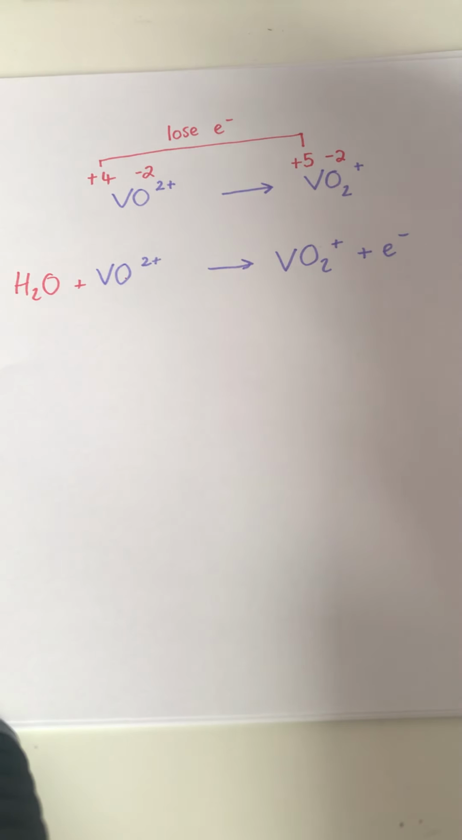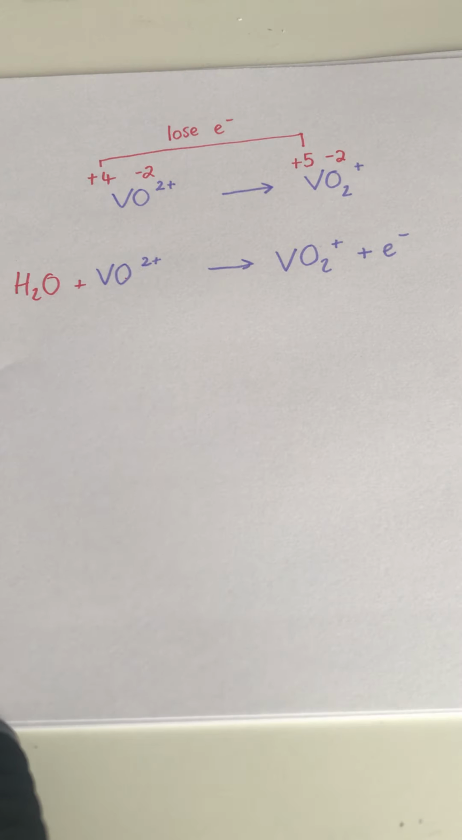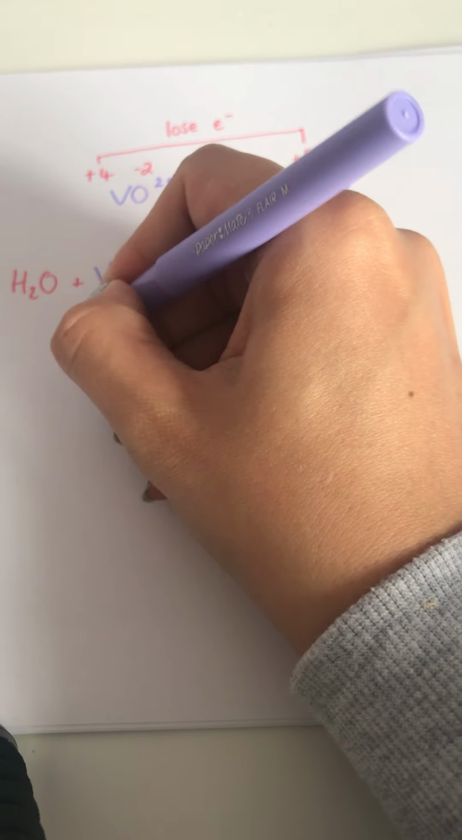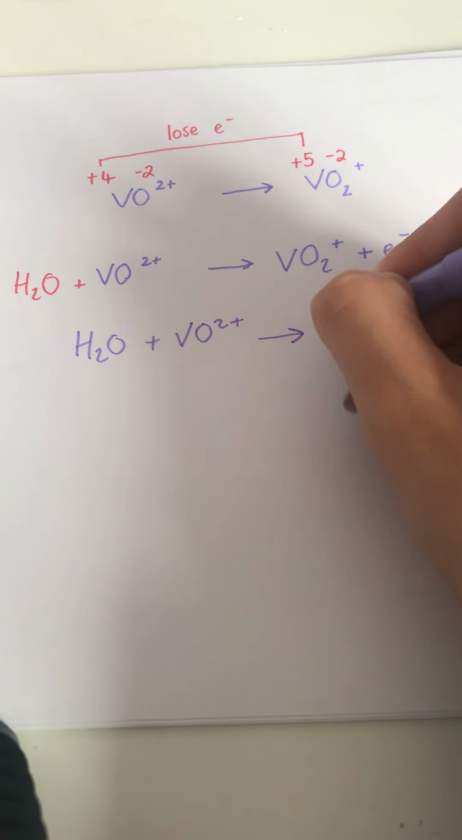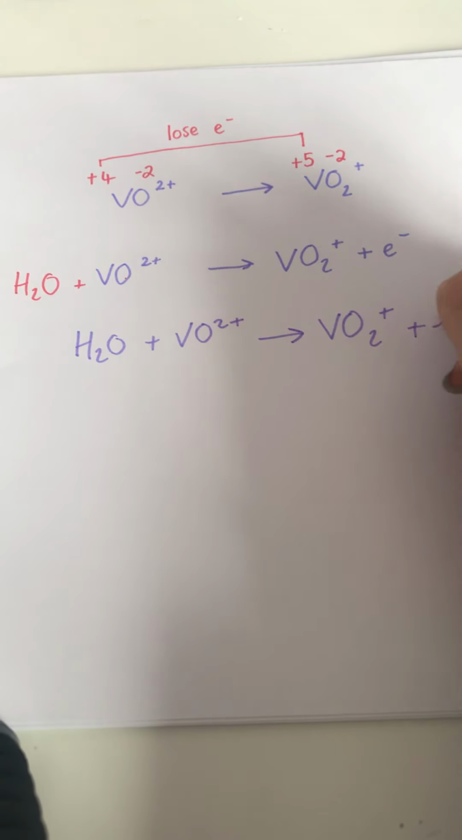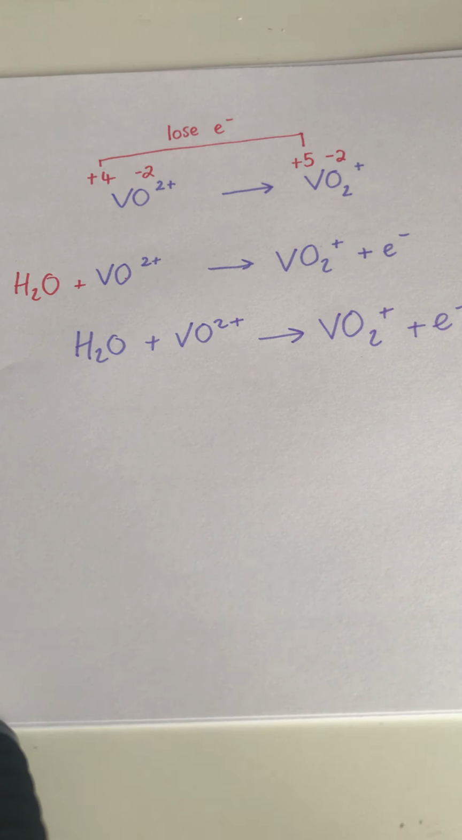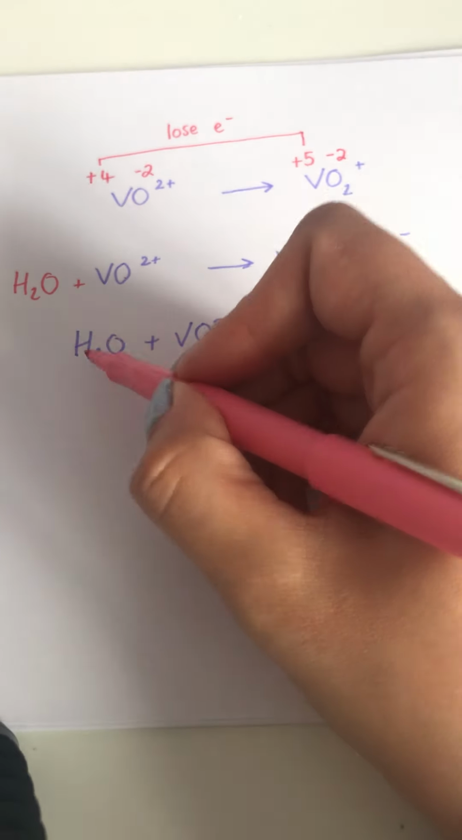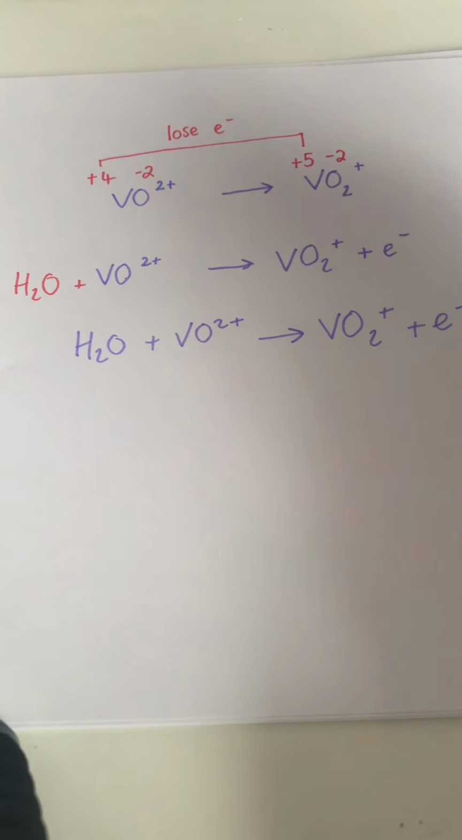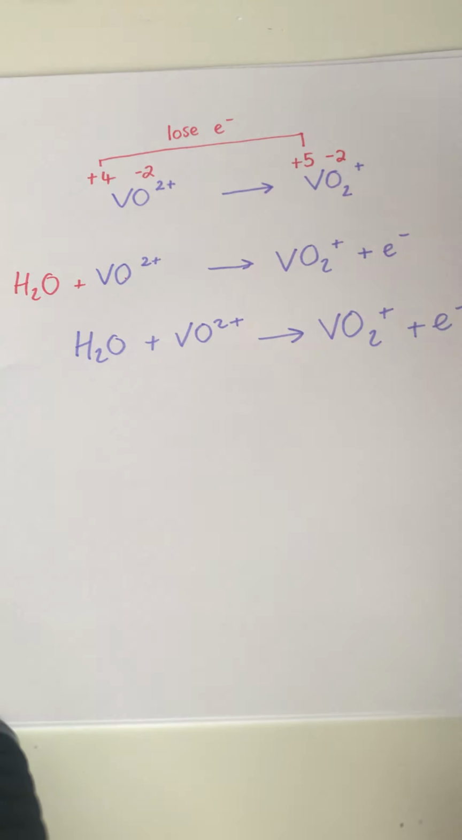However, I now have another issue. Because I've added water, I've now added some hydrogens into the mix. So what I need to do is account for those hydrogens. Now, the way I'm going to do that is I'm going to use H pluses. So, on the left-hand side, I've got 2 hydrogens that are unbalanced. I'm going to balance those by putting 2 H pluses on the right-hand side.